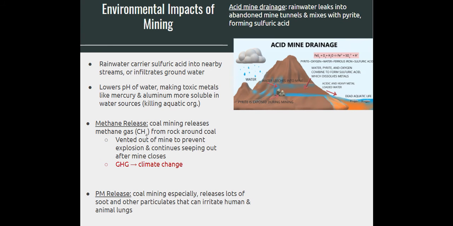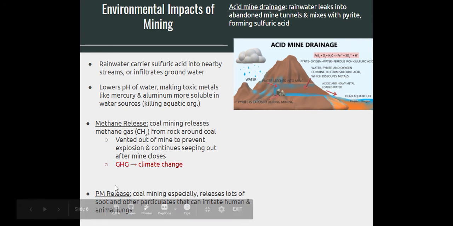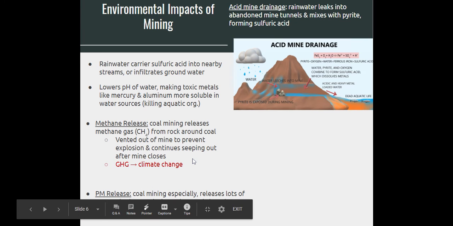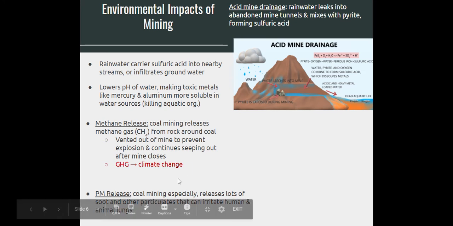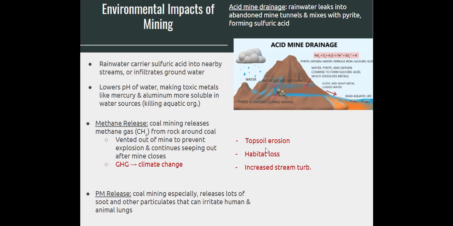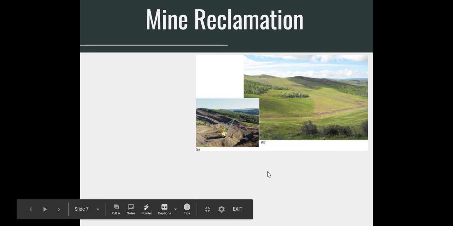Another thing that happens is particulate matter is released. Now, that is bad by itself, but it can lead to something called black lung disease, where it builds up so badly that people die of it. There's also topsoil erosion, habitat loss, and increased stream turbidity because of the topsoil.